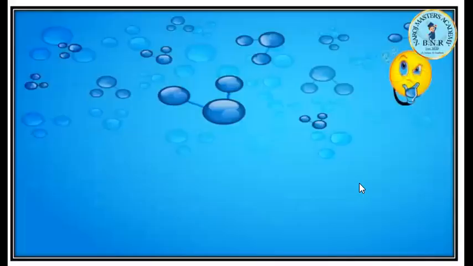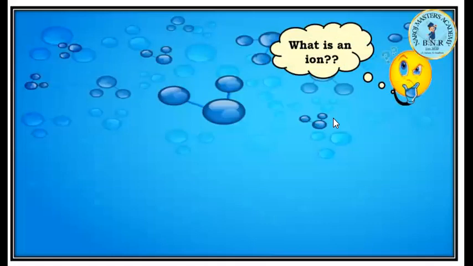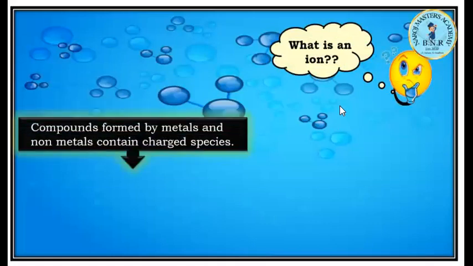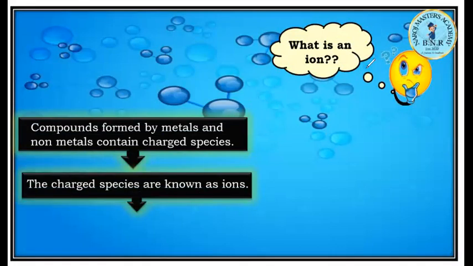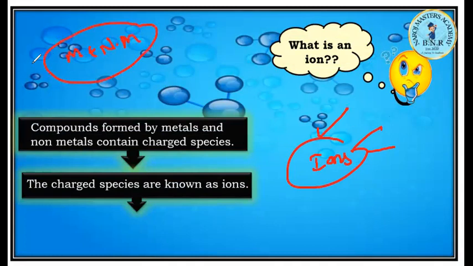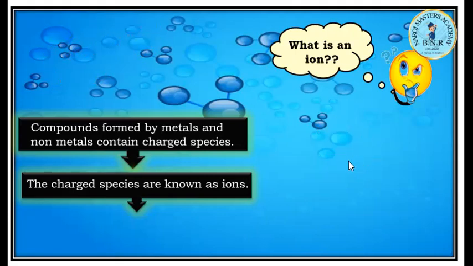Now last slide, very important: ions and polyatomic ions. What is an ion? A compound formed by a metal and a non-metal contains charged species known as ions. So here three types of compounds are there: ionic compound, covalent compound, metallic compound. Ionic means a reaction between metal plus non-metal is known as an ionic compound. Is it right? Very, very important. Now look here. Covalent bond, metallic bond, ionic bond. We'll get these three bonds in future classes.